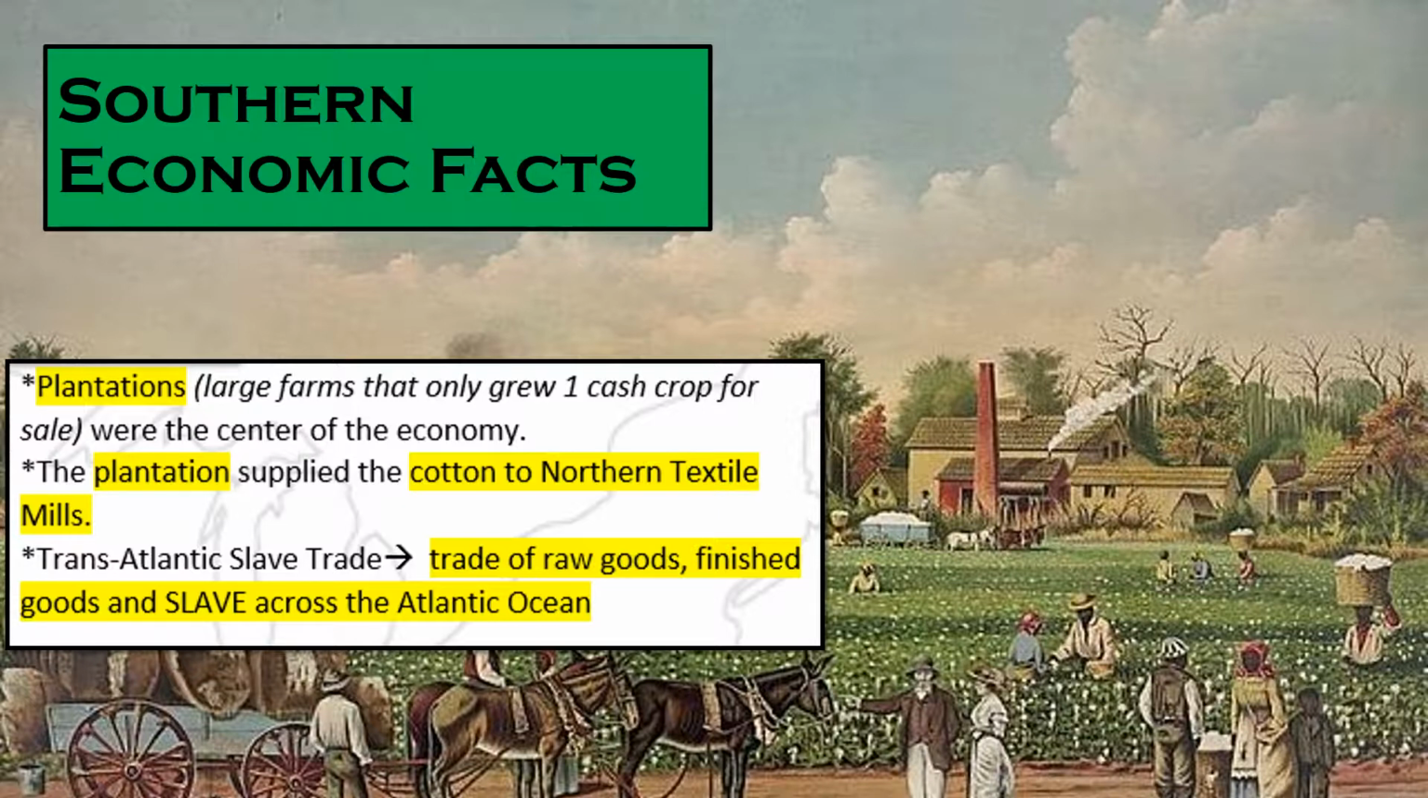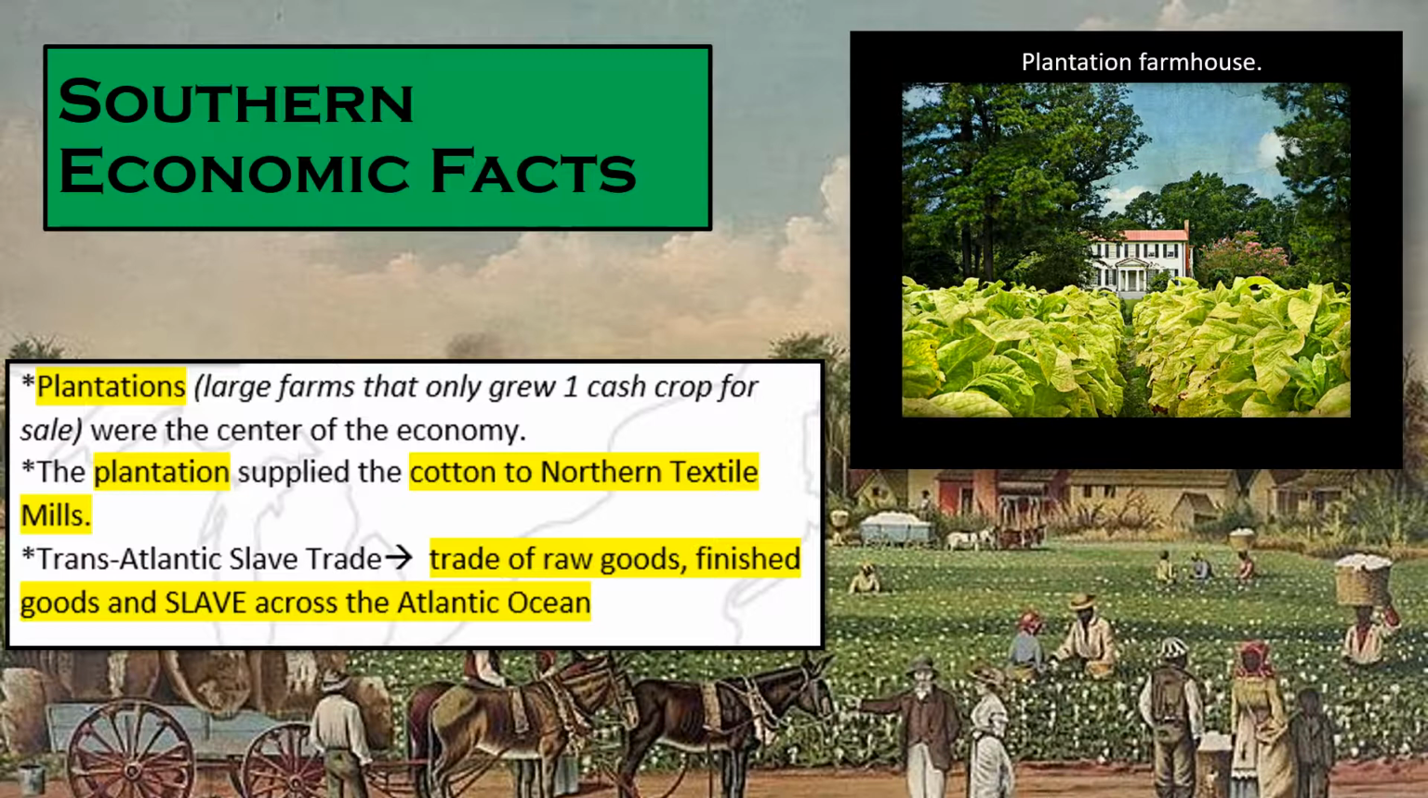And these are huge farms, so large that they have to have slaves, or excuse me, they think that they need the slaves. And they do need the slaves. They need somebody to work the fields. They supplied all the cotton to the northern textile mills, all those factories you just got done learning about. And this also prompted the transatlantic slave trade because you're trading raw goods, finished goods, and slaves all across the Atlantic Ocean. So if you think of the word transatlantic, it's the trading of goods, including slaves, across the Atlantic Ocean.